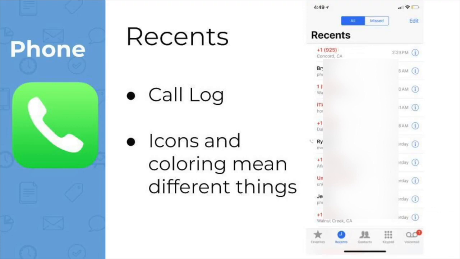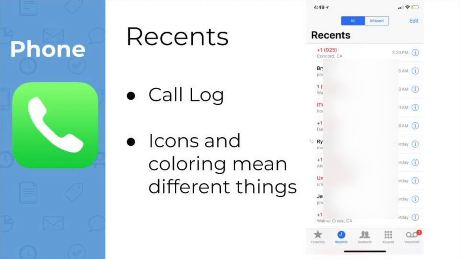You can also look for one other icon, which looks like a phone with an arrow pointing out of it. That is next to any call that you created yourself. You can see that on my call log I have one outbound call to Ryan. All the other calls were made to me and I either didn't pick them up or in the case of Bryce and Jenna, I did pick them up.